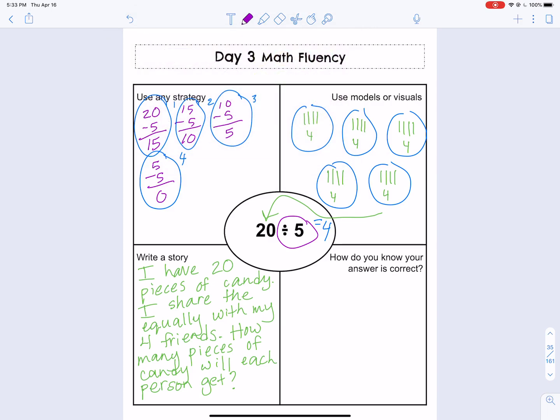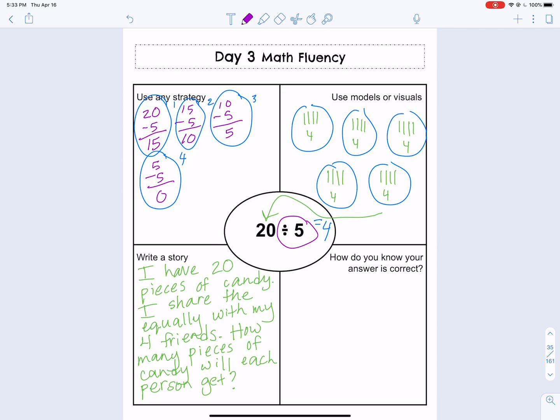So I think I'm going to say something like, I know my answer is correct because I equally shared 20 tally marks in 5 equal groups, and I got 4 tally marks in each group. You could talk about that strategy. Or you can say, I know that my answer is 4 because I did repeated subtraction and subtracted by 5 and subtracted by 5 and I had to do that 4 times.